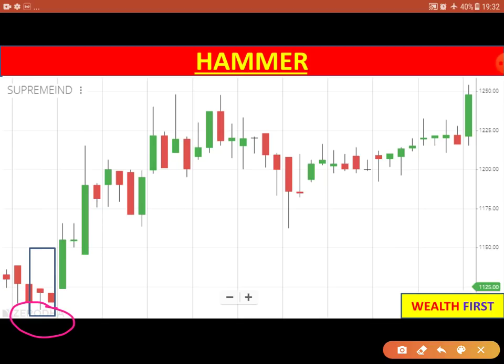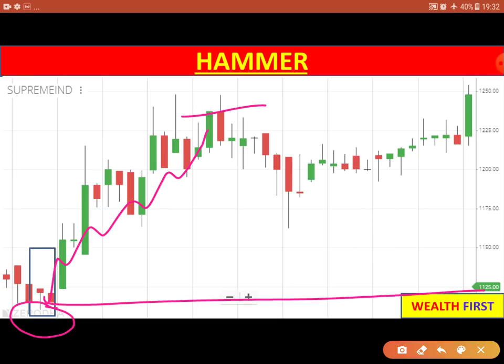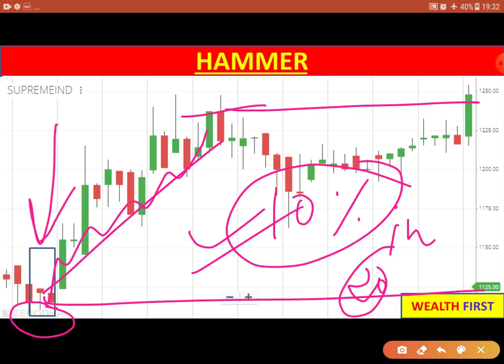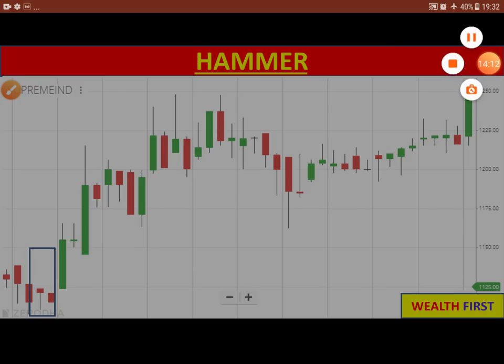And see what happens. Since the sellers have almost got defeated, the buyers have taken over and they take the price up to this level, which is almost from 1125 levels to close to 1225. That means almost 10 to 12% profits within a short duration of, you can understand, not even 20 candles. So 10% in 20 days is what this concept is going to bring you. Do not learn, do not mug the candles, just understand the concepts.